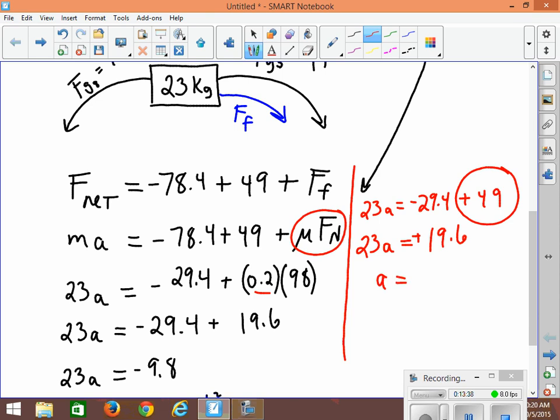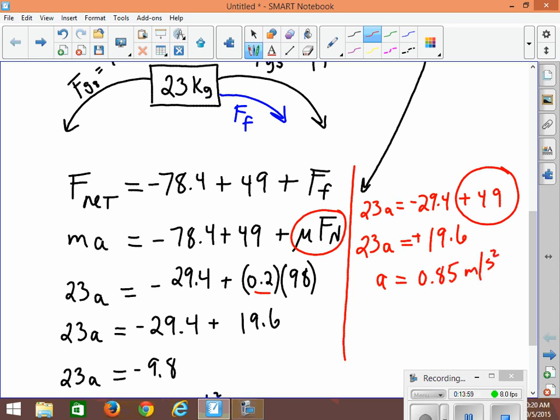If you weren't aware of what was happening and you just merrily went on your way and did your final calculation here, you would see that 19.6 divided by 23, did I do that right? 19.6 divided by 23, 0.85. And you would say, there, I got my answer.